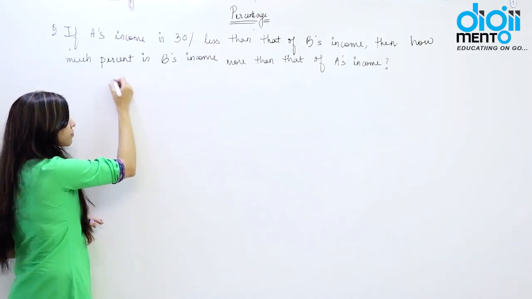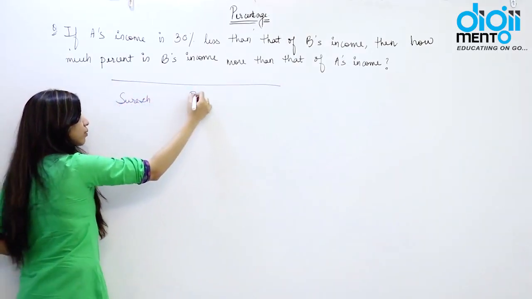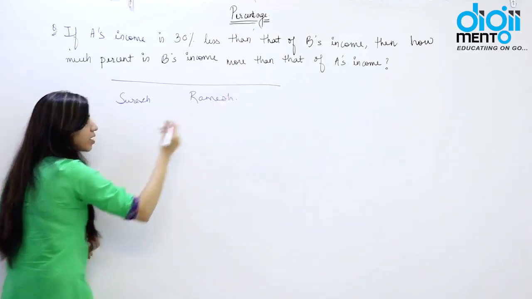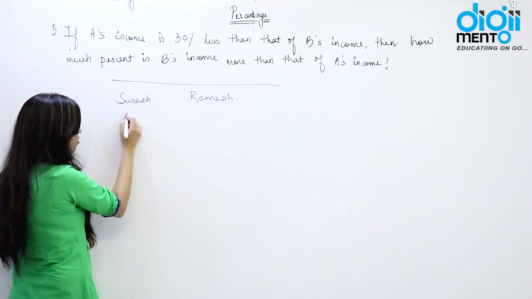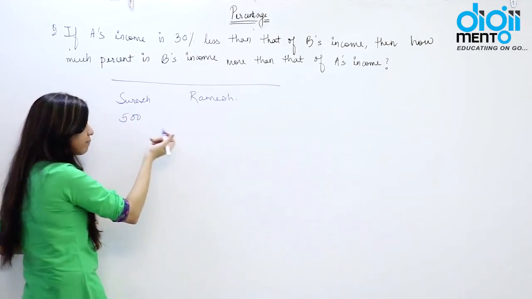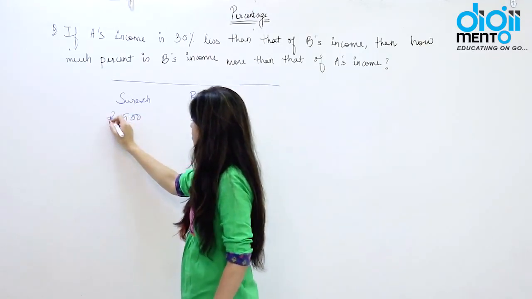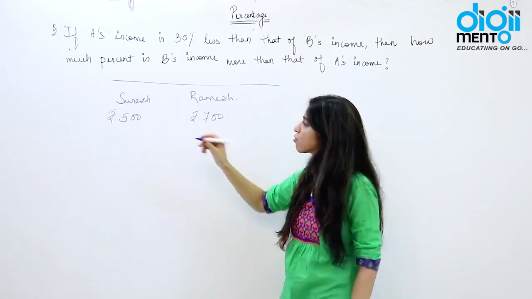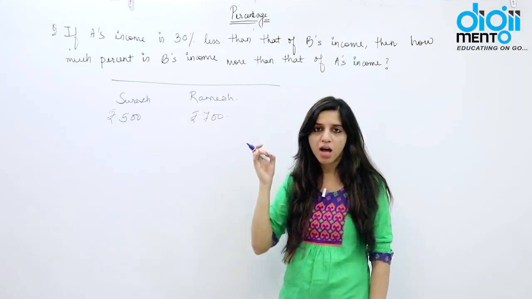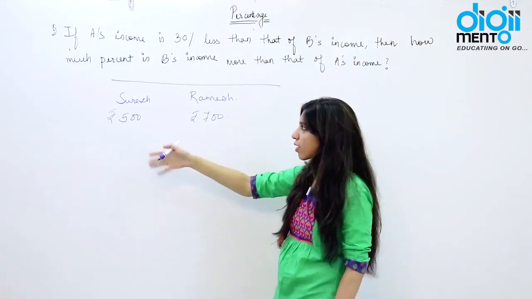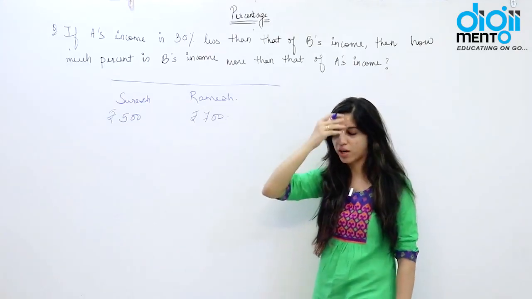Suppose I say there are two people, Suresh, and this is Ramesh. Now both of them have separate incomes. Suppose Suresh earns 500 per day and this Ramesh earns 700 per day. These are their respective incomes. Firstly I ask you who is earning more. So clearly Ramesh earns more in one day.